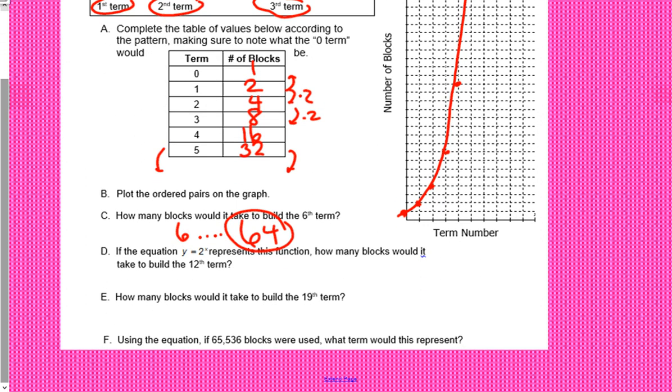Okay, now here's where things get a little bit interesting. Here's where you're going to need your calculators. So if the equation y equals 2 to the x represents this function, how many blocks would it take to build the 12th term? Well, the 12 here is like my x, my term number. So I've got 2 to the 12th power. Now, luckily, we have calculators where you can just type that in to the run matrix screen, or if you have any other calculator really, you should be able to type in an exponent of 12 and calculate it. What you'll see here in a second is that we're going to run into a stumbling block where you can't just type it in. You're going to have to actually use the graph menu to figure it out. But again, for now, just type it into the run matrix screen on your calculator, 2 to the 12th, and you should get 4,096. Now, you could also do that by continuing this pattern all the way down.